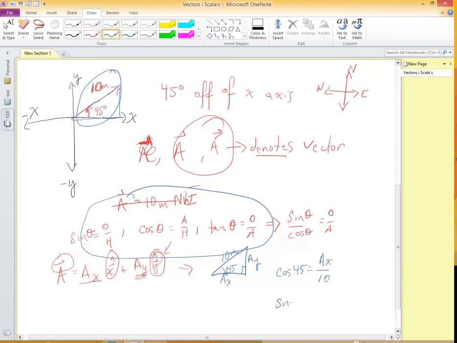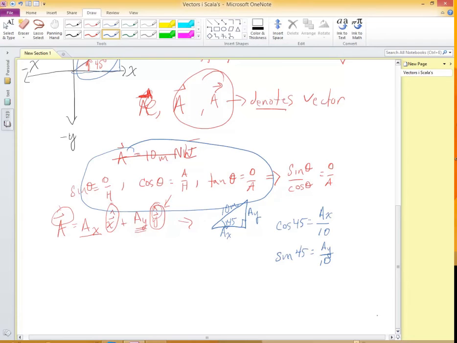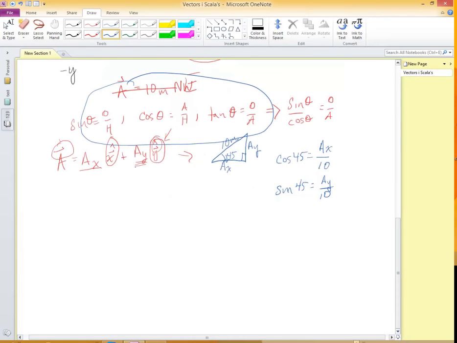We know that sine deals with the opposite side, ay. So all we have to do then is determine ax and ay. So what we do is we cross multiply. So we have cosine 45 equals ax over 10. We just multiply each side by 10, because we can do that. And then we get ax equals 10 cosine 45.